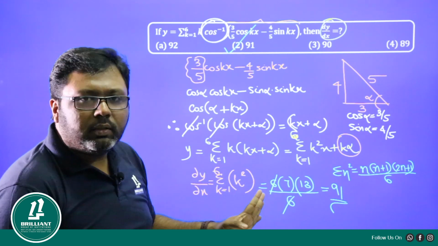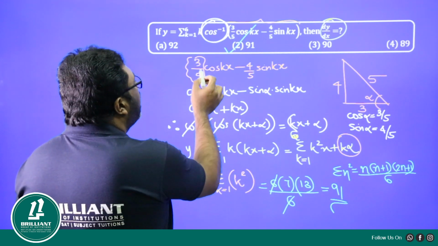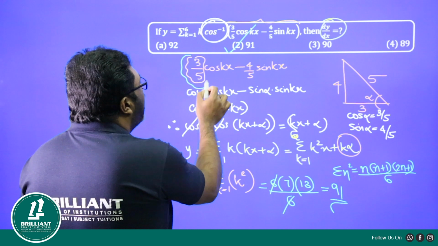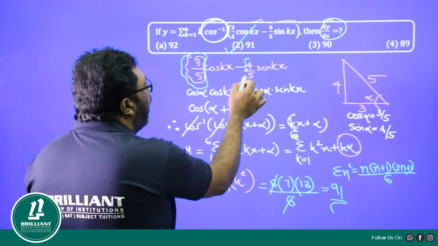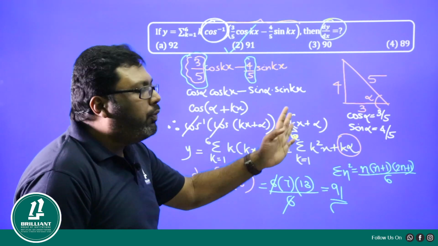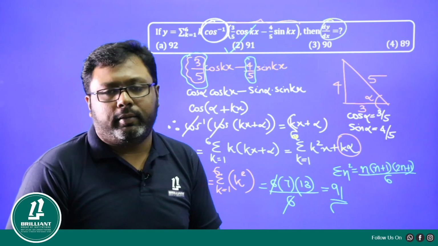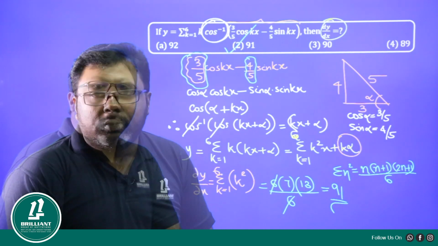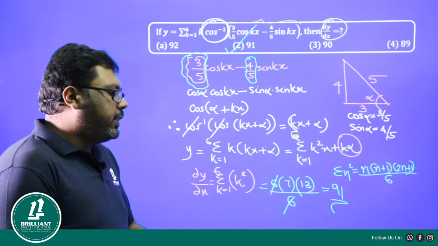It's a very easy question. The only hint is you have to cross check about what happens to 3 by 5 and 4 by 5, which is a very familiar Pythagorean triplet. Okay, now let's go to the next question.